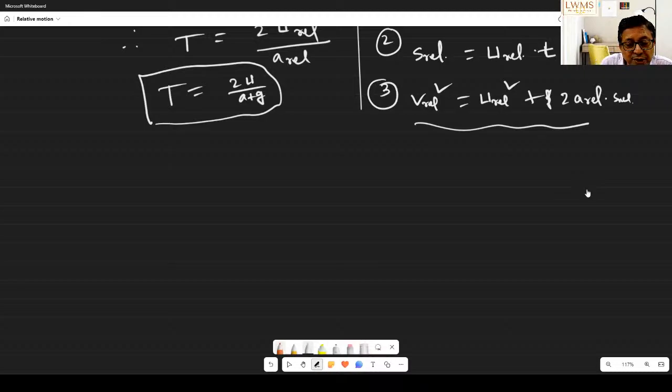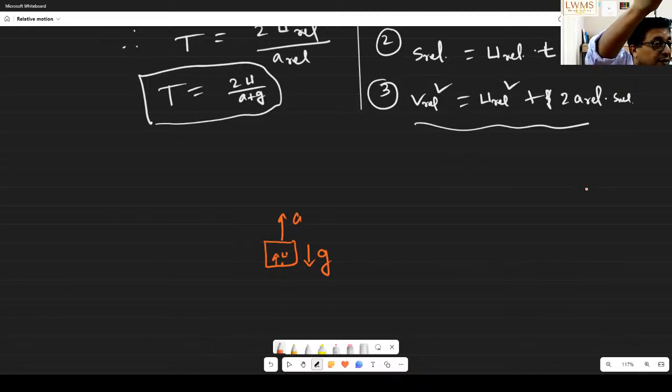So try to remember the situation: the lift is going up with acceleration a, and the ball is thrown with velocity u. The ball is under the control of gravity. The lift cannot control it, since it is inside the lift in air. So the lift acceleration has no effect on it. So what is going to happen over there?